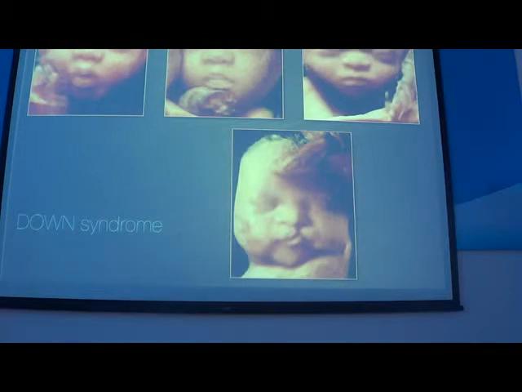And here you have 4 cases of Down syndrome with the same aspect.